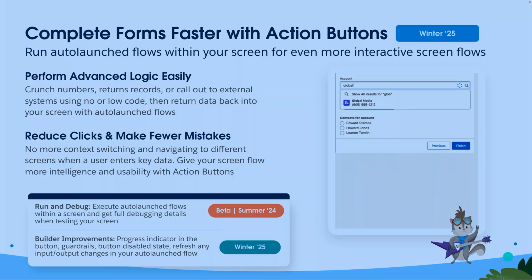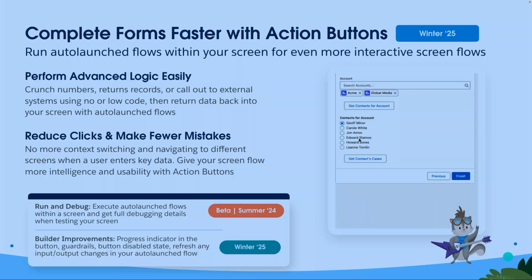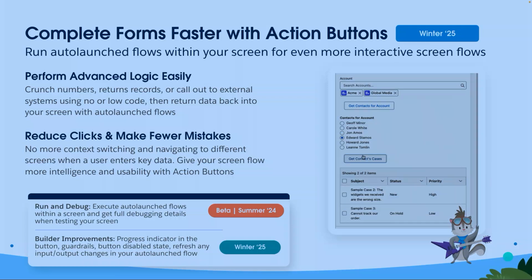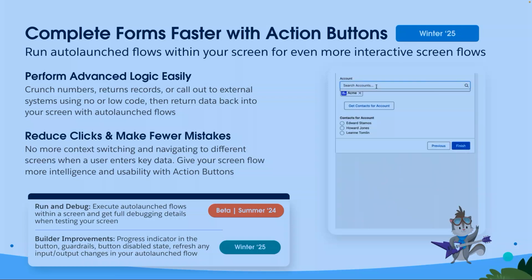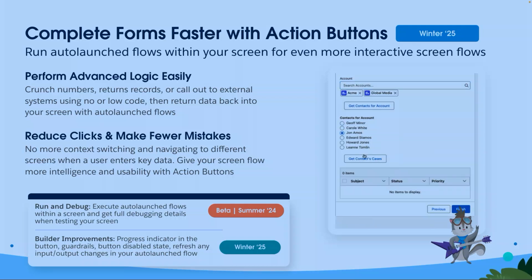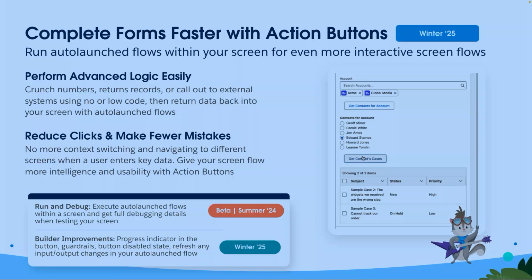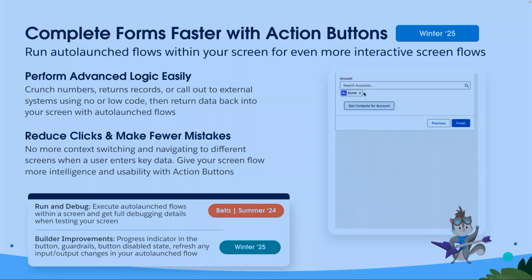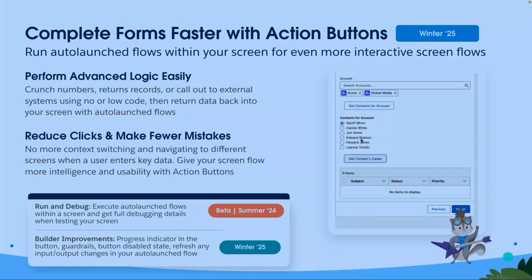But before I do, if you haven't taken action buttons for a spin, they are really cool. So you essentially place a button on the screen, and you tie an active auto-launch flow to it. You pass in variables from the screen, right? So it's an auto-launch flow. You can do whatever you want. You can trigger invocable actions, transform, get records, sort, whatever you need. Callouts, by the way, all on the same screen.